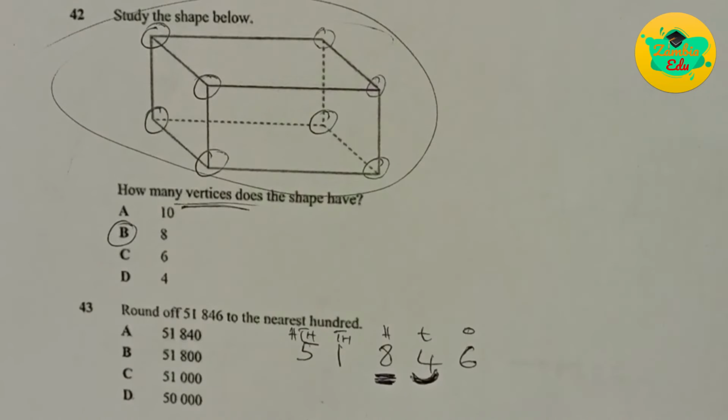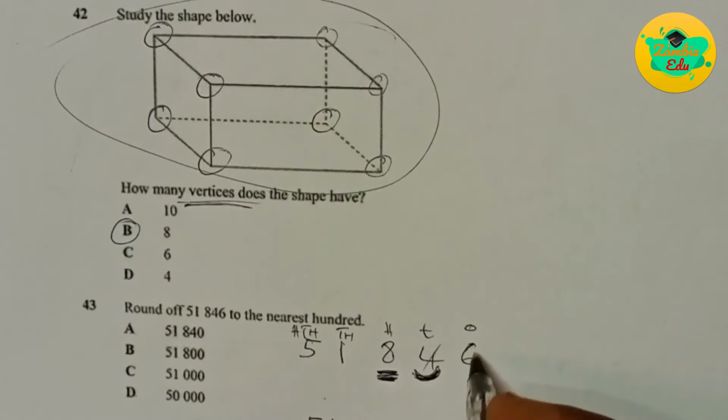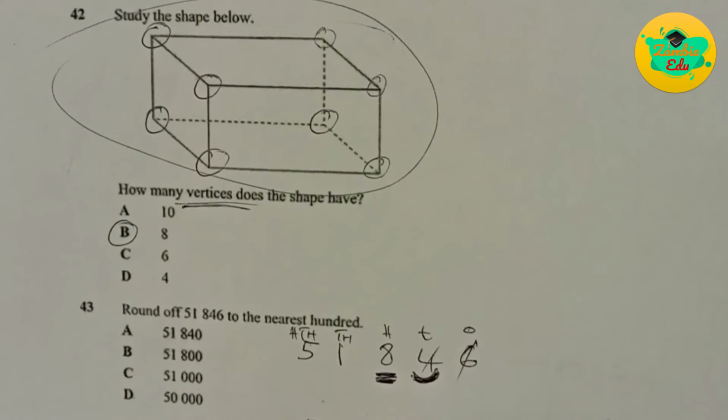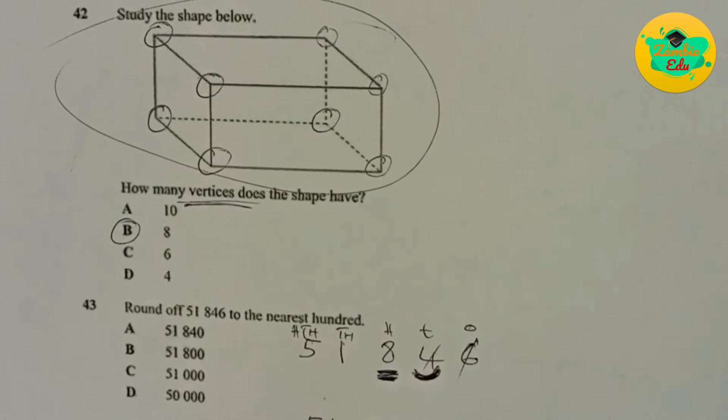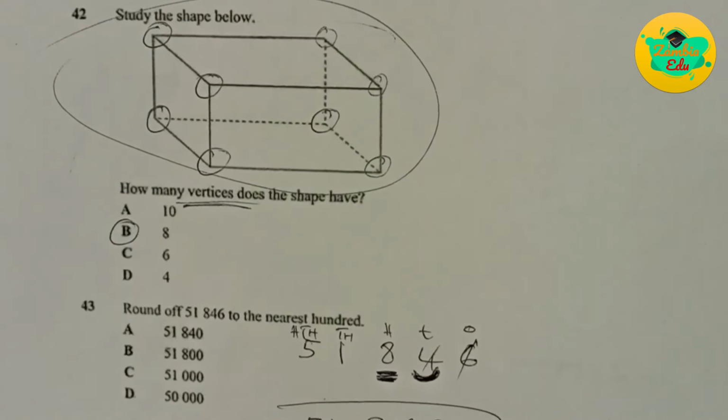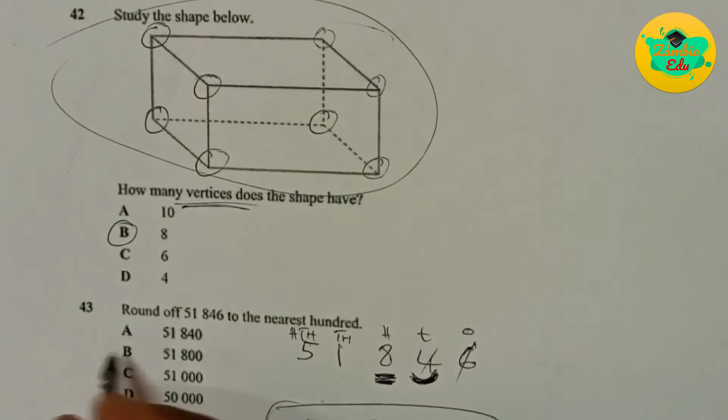below 5? If it's below 5, we just cancel out those figures, and we replace them with zeros. If it was above 5, it would have given a 1 to 8. But since the round off figure is below 5, we just say 8 and zeros. So 51,800 is our answer. And that is option B, 51,800.